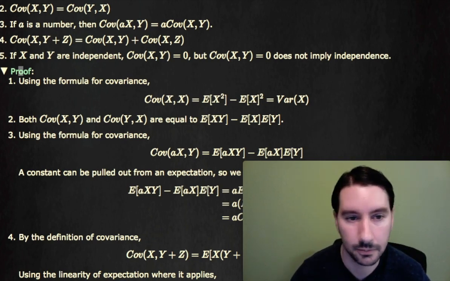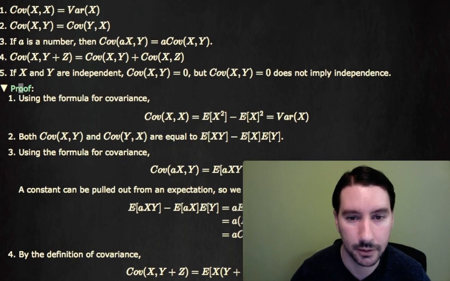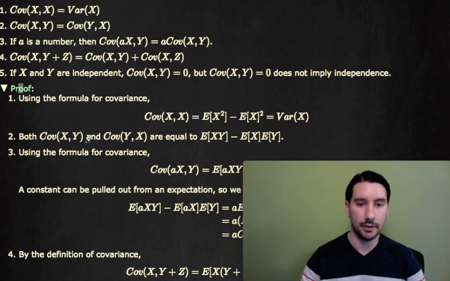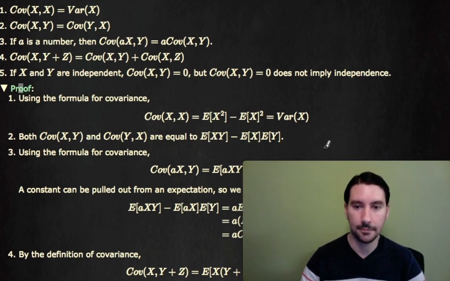And also number 2, which is that the order doesn't matter, is just because multiplication is commutative, essentially. So covariance of x and y and covariance of y and x are both just e of xy minus e of x, e of y. And you could do e of yx minus e of y, e of x, but it's the same thing because it's just multiplication.